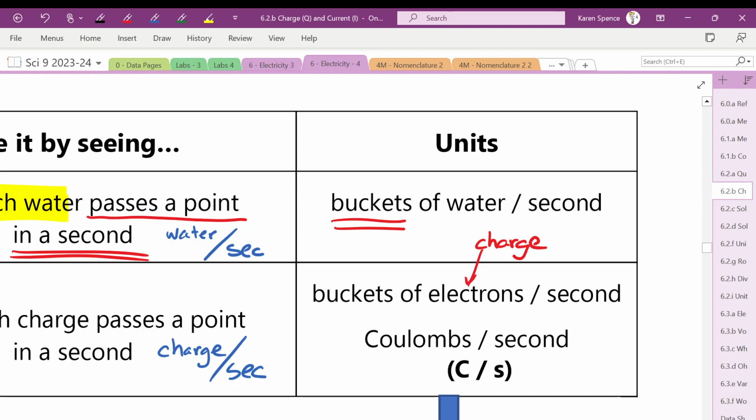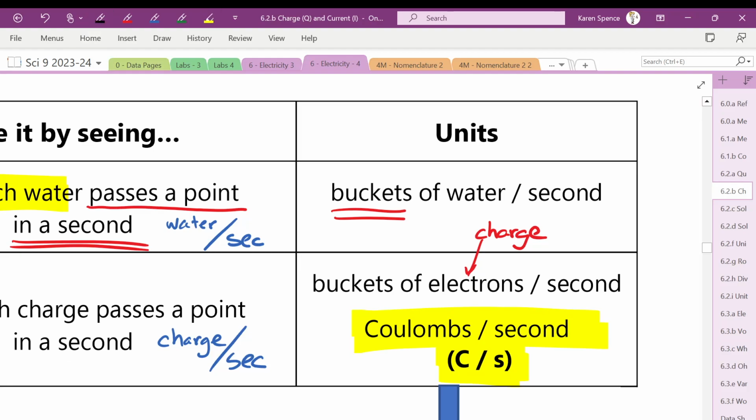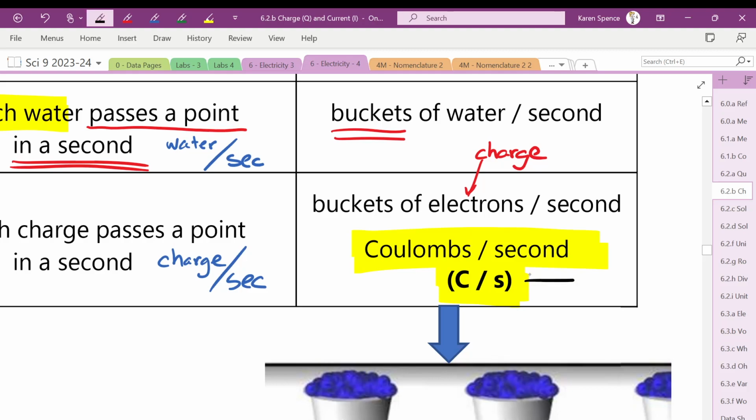So we are measuring it in coulombs per second. So the unit of current is a coulomb per second.